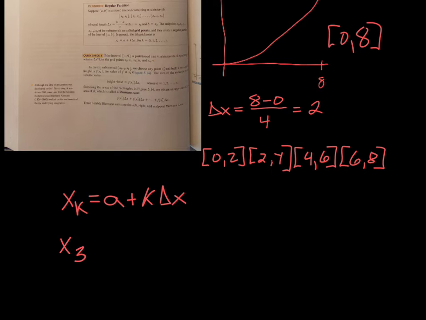So then I'm starting at A, and A in our case is 0. And I'm adding 3 times the width. Well, the width we just decided was 2. So then the third grid point is actually 6. And let's take a look at that. Here's the first grid point, the second grid point.